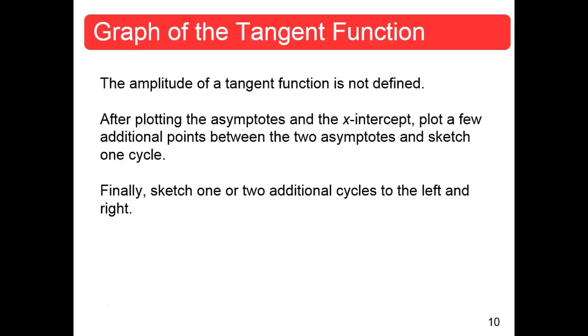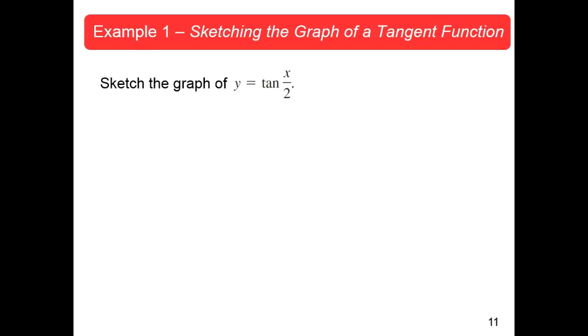After plotting the asymptotes and the x-intercept, plot a few additional points. What additional points are those? Your quarter pi's. Do your quarter pi's at plus a and minus a, and you've got it. Finally, sketch one or two additional cycles to the left and to the right. Again, their approach is right, but it seems a little awkward to me. So let's sketch the graph of y equals tangent of x over 2.